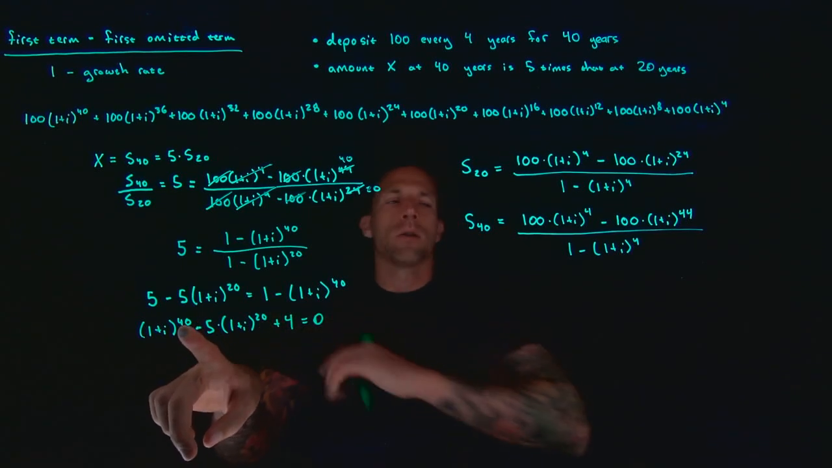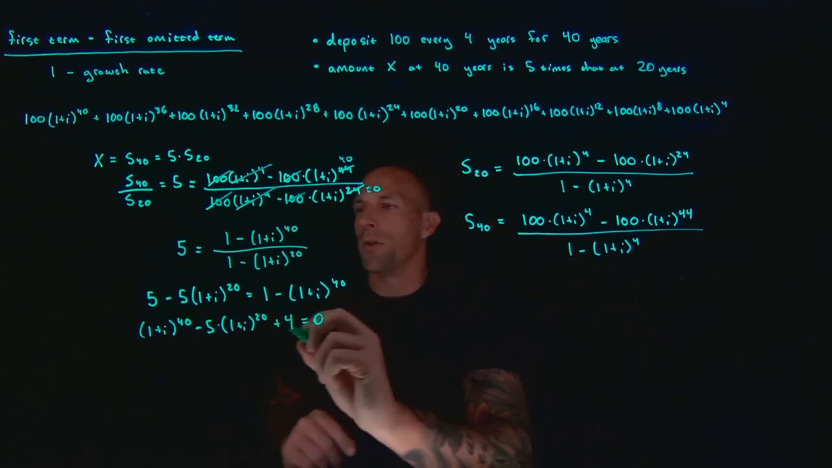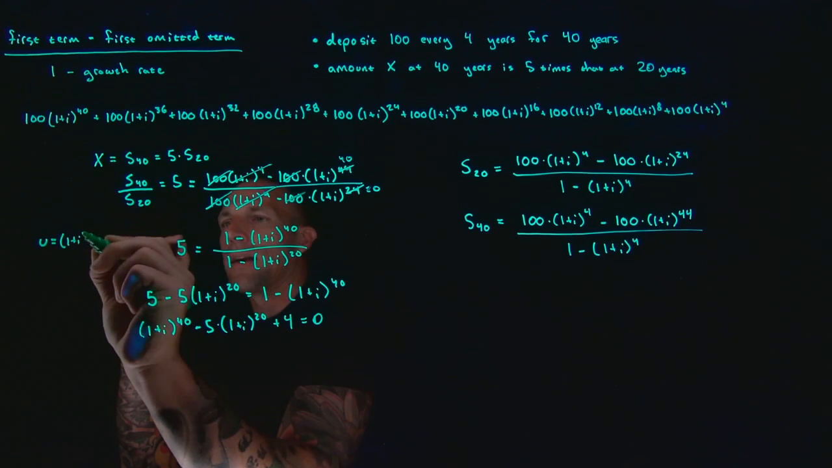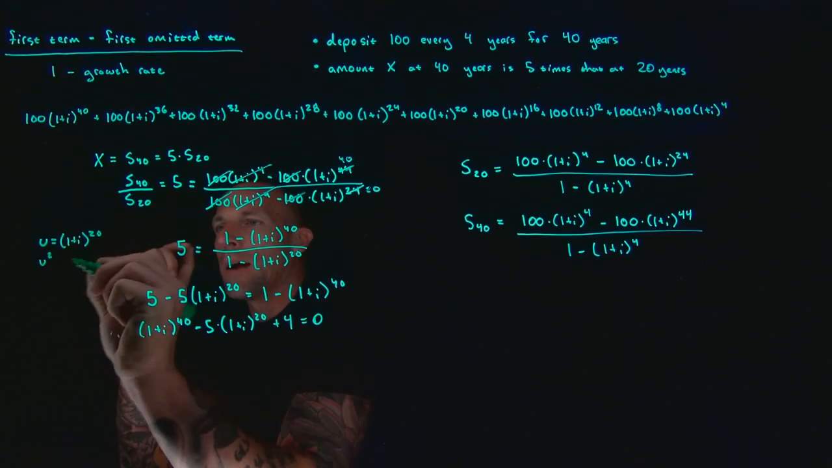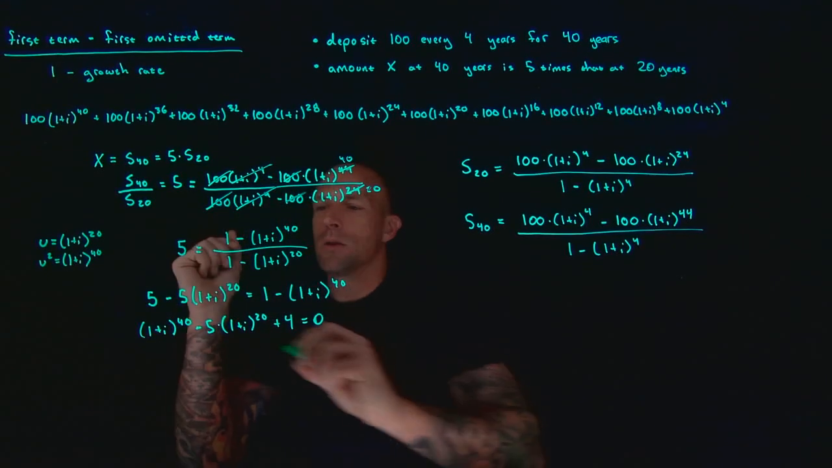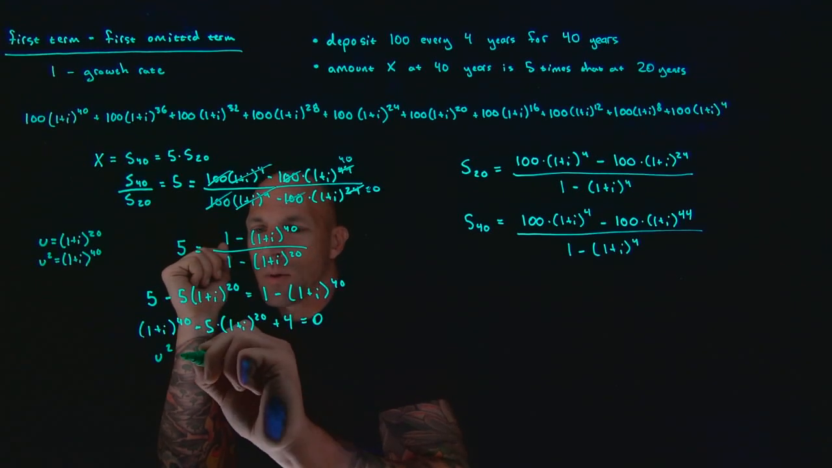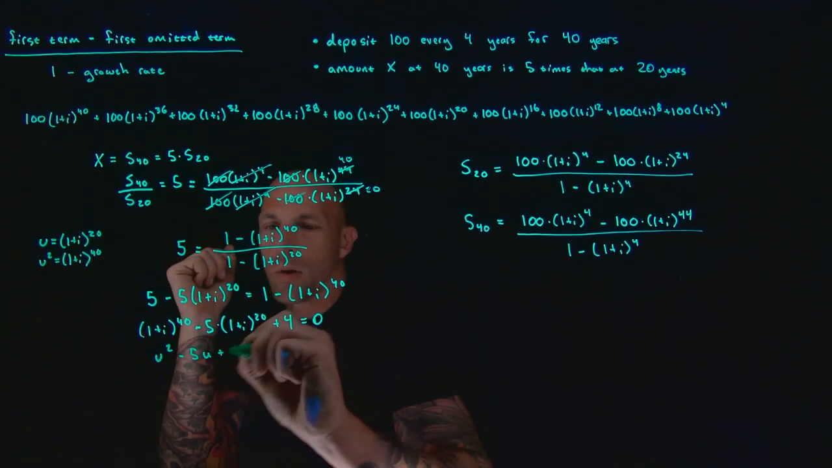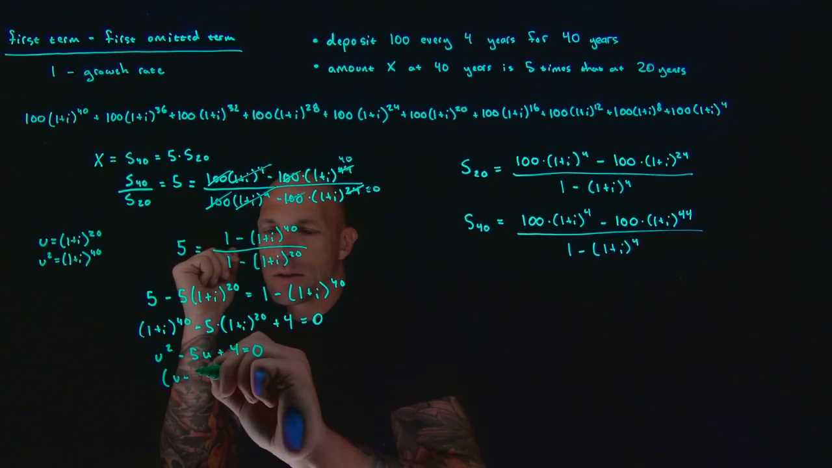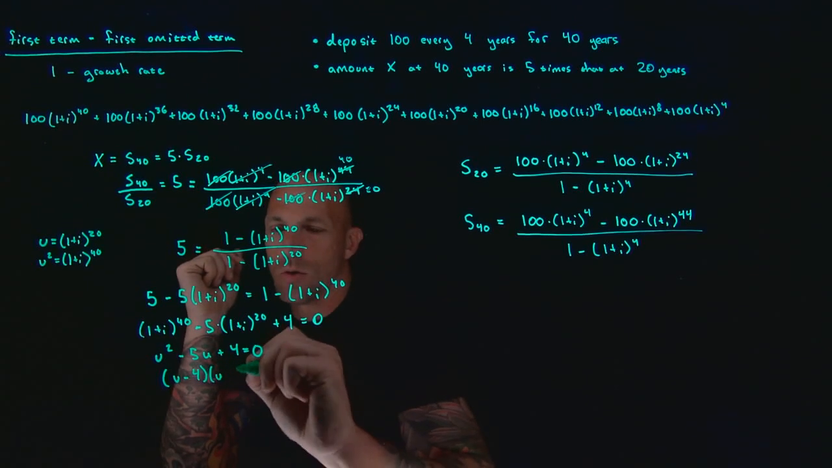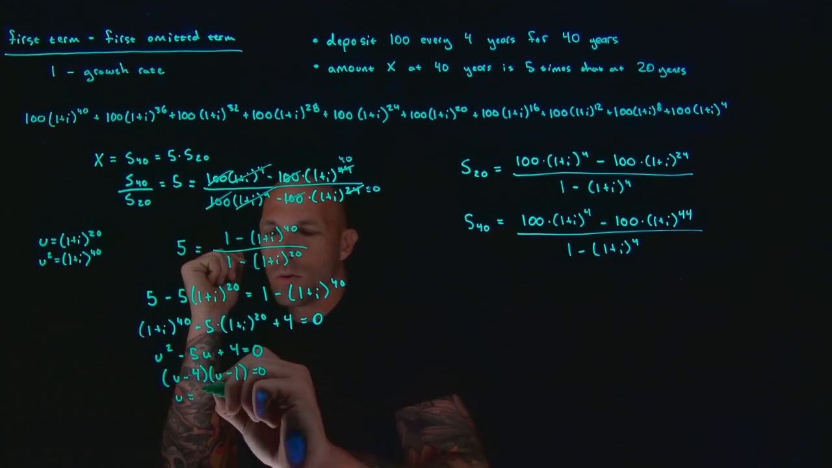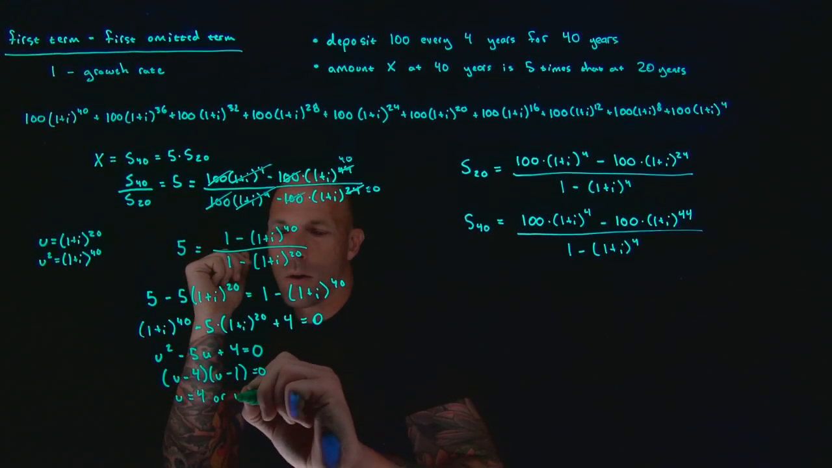And because our exponents are multiples of one another, we can do a little U substitution here. Let's say that U is equal to (1 plus i)^20. That means U squared is going to be equal to (1 plus i)^40. And that means we can write a quadratic, U squared minus 5U plus 4 equals 0. Very easy to factor: (U minus 4) times (U minus 1) equals 0, which means our values of U are either 4 or 1.